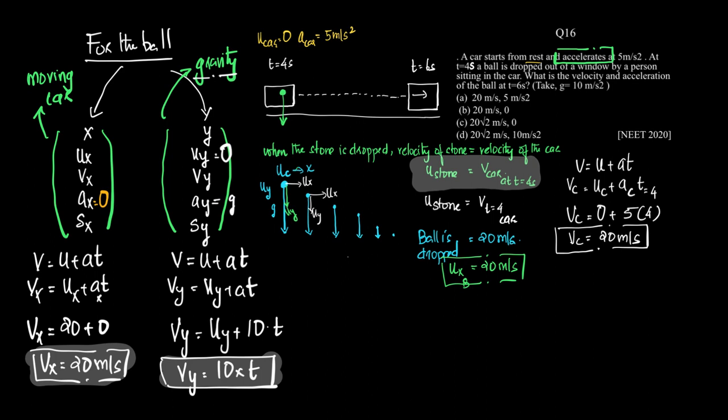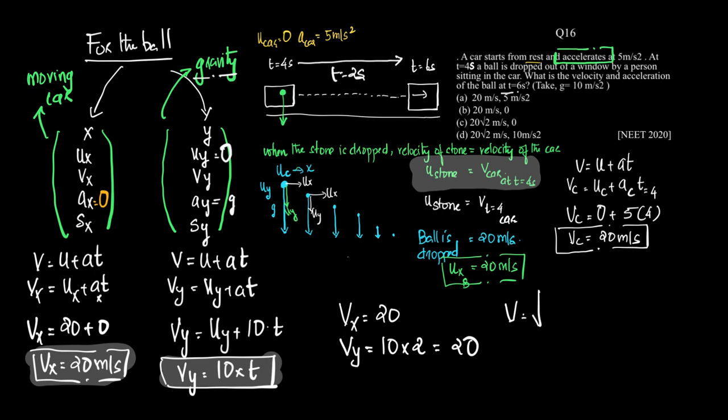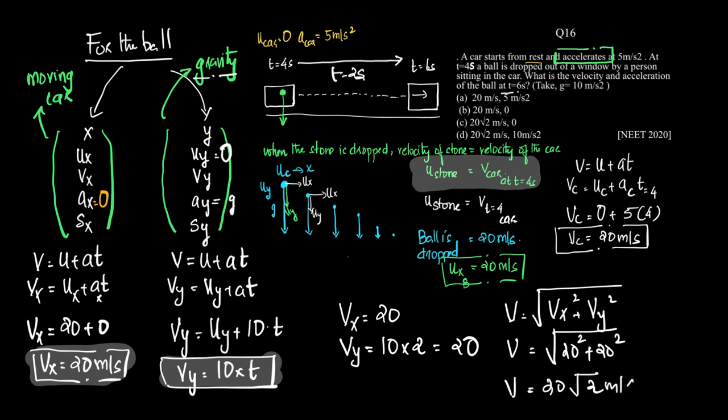Now, what is the velocity and acceleration of the ball at t is equal to 6 seconds is being asked. So between t is equal to 4 to t is equal to 6 seconds, what is the time difference? It is t is equal to 2 seconds, right? In which case, we can say that vx is not dependent on t, so vx is 20. But vy is dependent on t, it is given to be 10t and the time is given to be 2. So this also becomes 20. Now, what is the net velocity? The net velocity v will be equal to root of vx square plus vy square. Therefore, v will be equal to root of 20 square plus 20 square, which is v is equal to 20 root 2 meter per second. So this is the answer for velocity.